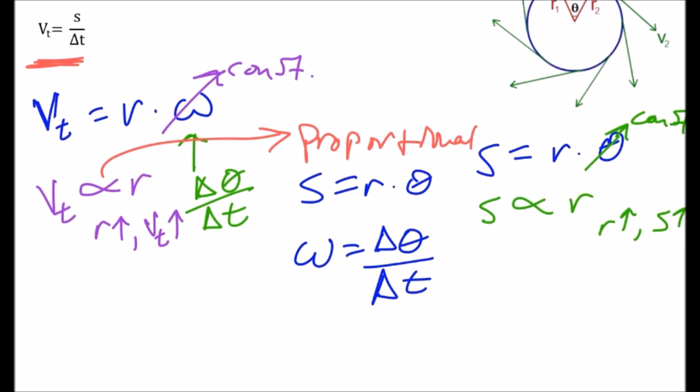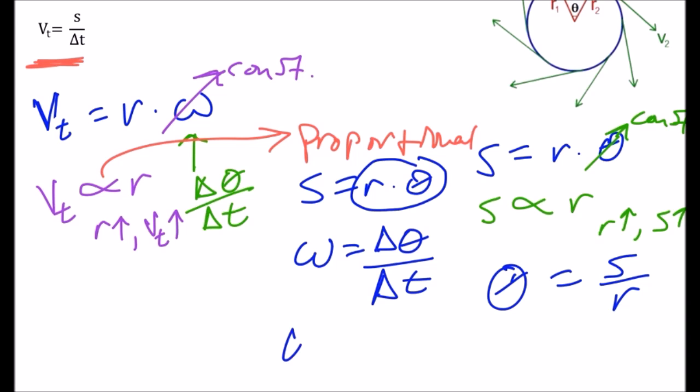And then r over 1. Why don't I take this stuff right here, and I could solve for theta, right? So I could say that theta must be equal to S over R. Does that make sense to everybody so far? Okay. So then that means that omega would be equal to S over R over delta T over 1.